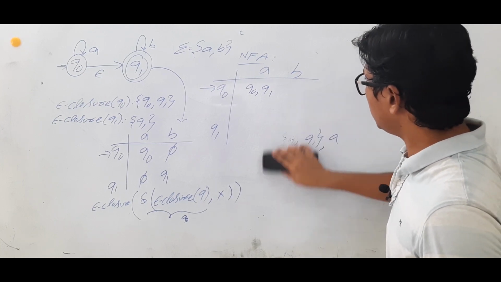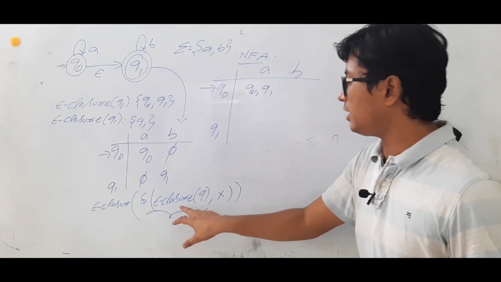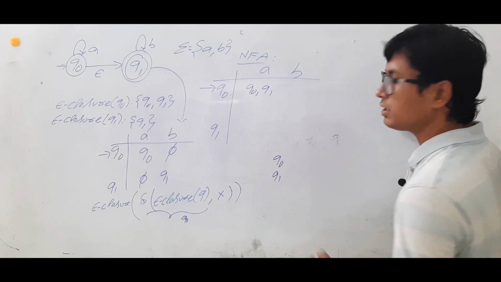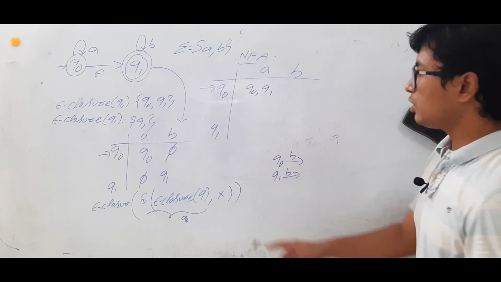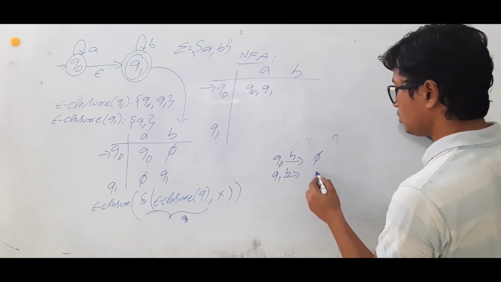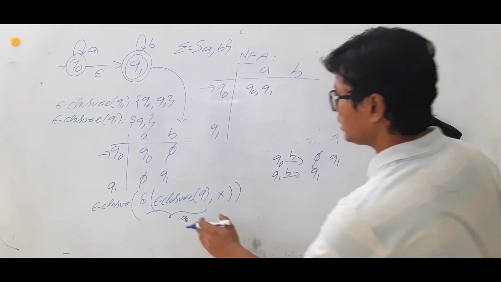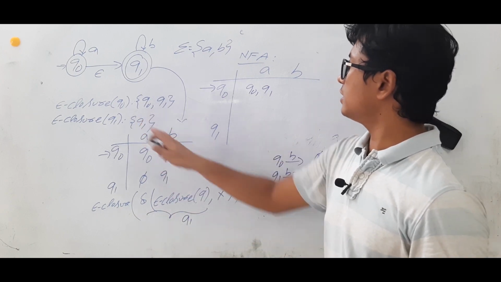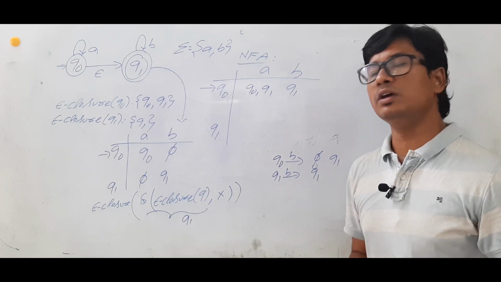Similarly, we will calculate Q0 on B. First I need to calculate the epsilon closure of Q0. What is the epsilon closure of Q0? Q0, Q1. Q0, Q1 on B, where is it going? Q0 on B is not going anywhere. Q1 on B is going to Q1. Now you perform the union and you get Q1. So the entire result is Q1. Now epsilon closure of Q1 is Q1. So Q0 on B is going to the state Q1.